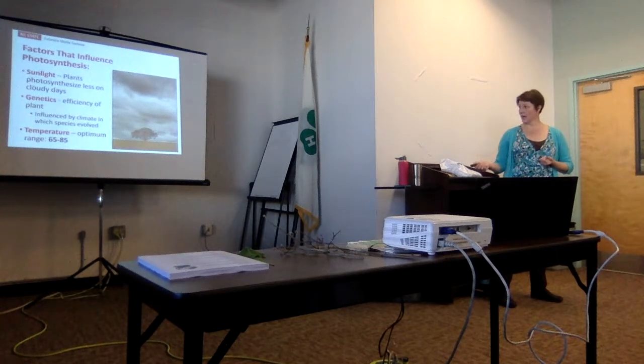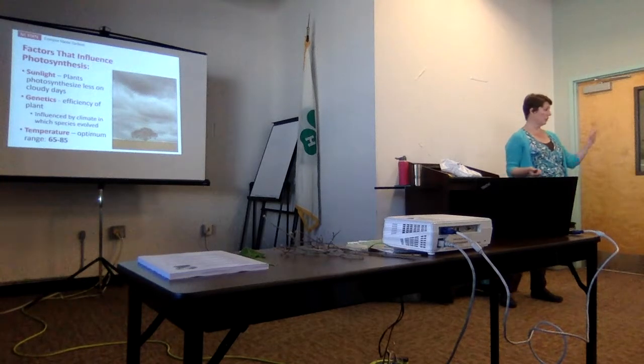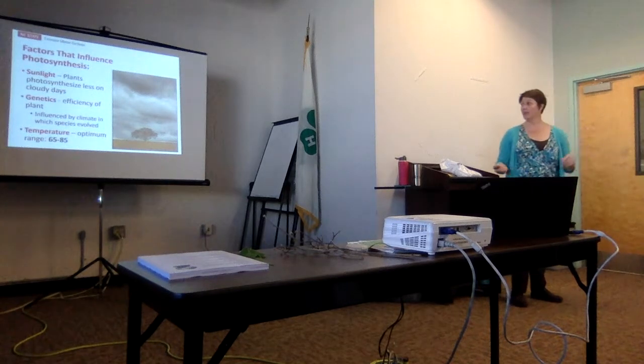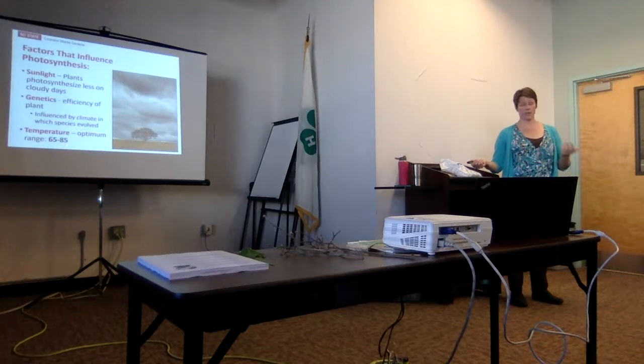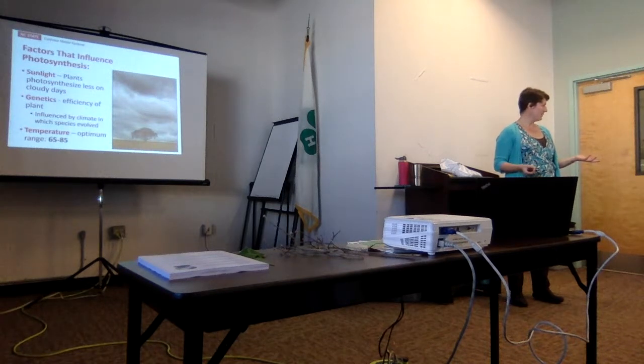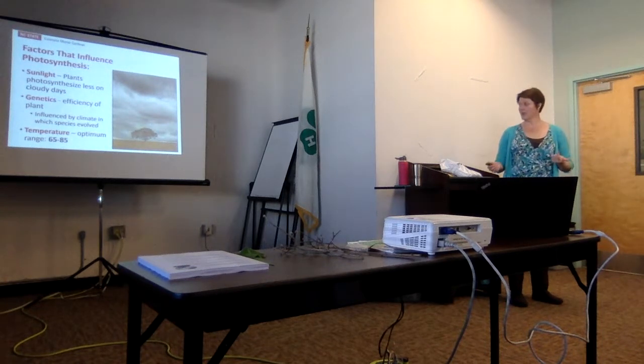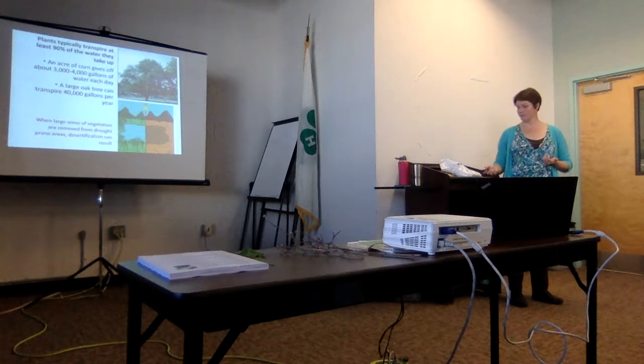So temperature: the optimum temperature range for most plants, and of course there are some groups of plants that have adapted and can photosynthesize well above 85, but in general, it's 65 to 85. So we have a lot of summer days over 85. So we have a lot of our summertime where plants are kind of struggling. It's not optimal.